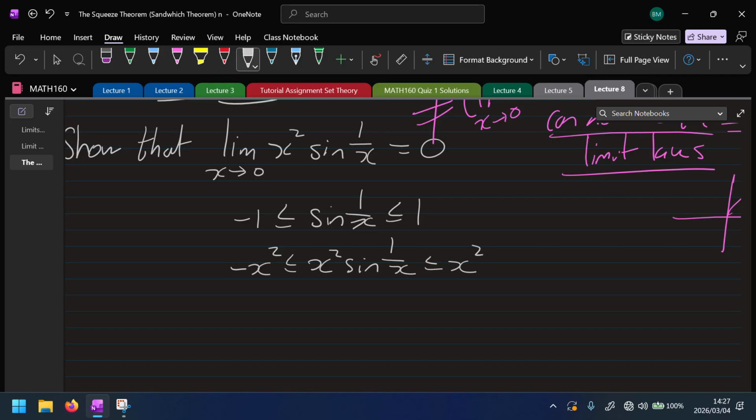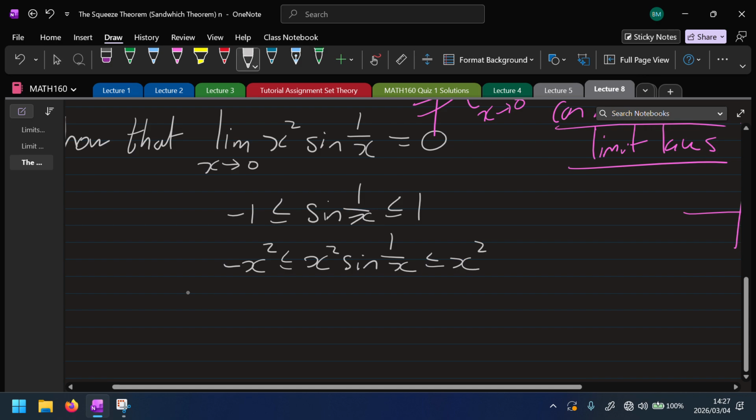Okay, so the middle is now our function that we're interested in. On the left and the right, we have simple functions that we can take the limit of. Does everyone see that? Yes? Okay. So let's take the limit throughout, and then we're going to use the squeeze theorem.